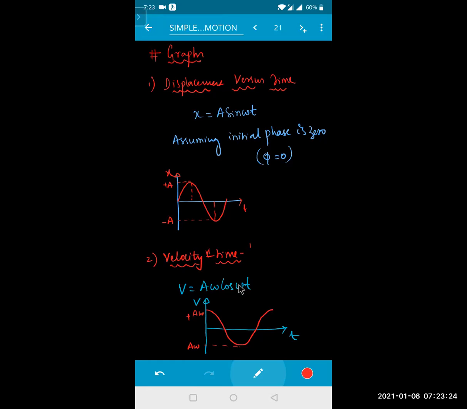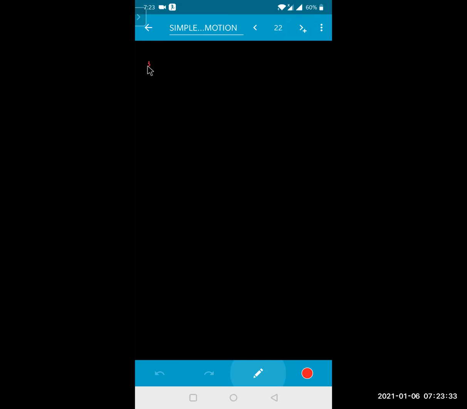And the minimum value is minus a into omega. Okay, so this is the velocity versus time graph. And the third one is the acceleration versus time graph.